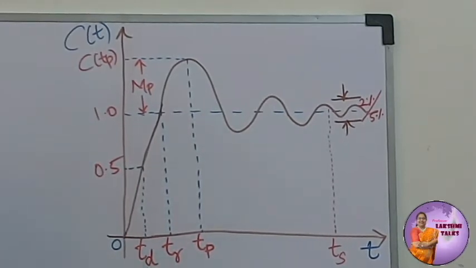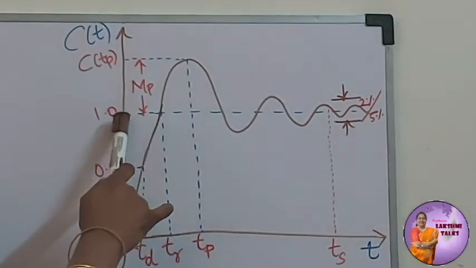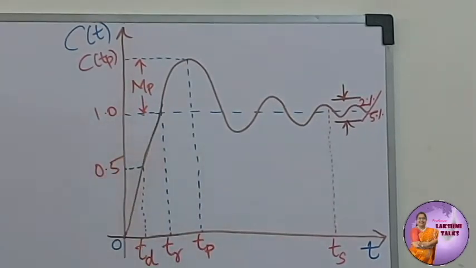This TD is called the delay time. Okay, TR is rise time, TP is peak time and TS is settling time. So what is this TD? See, from the graph we can see TD is the time at which the magnitude is 0.5. It is not the final value, it is the magnitude is 0.5. What is TR? TR is the time at which the magnitude is 1 for the first time.